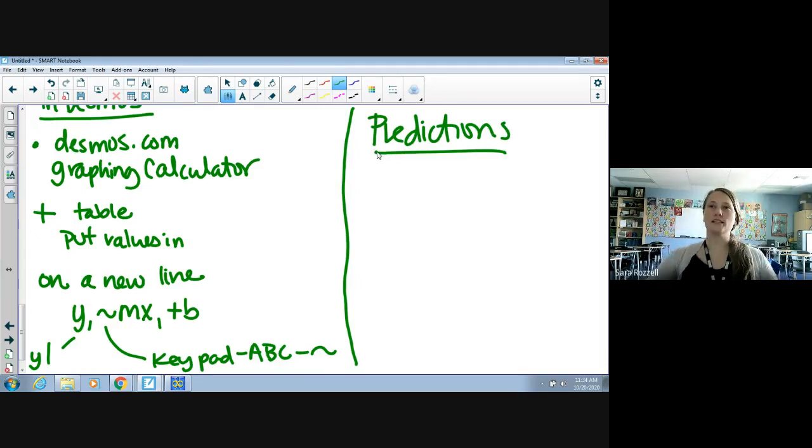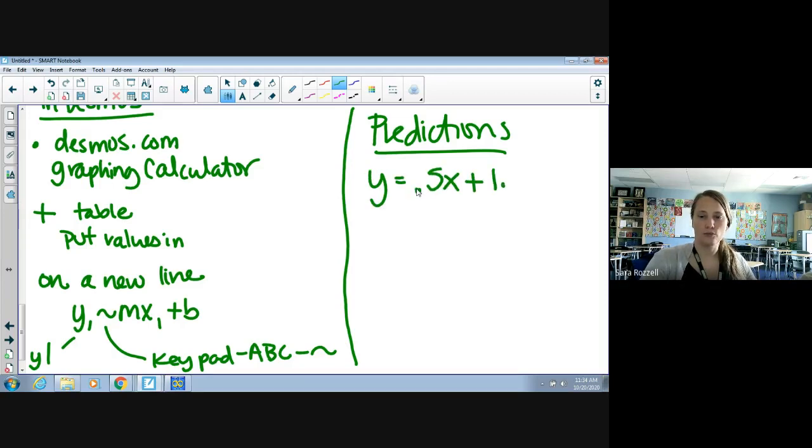Occasionally, you're going to be asked to make some predictions. They will say, make a model, and these equations that we make are the models. And then they want us to predict for certain values. So we're going to use the model that we just had, which was y equals 0.5x plus 1.5. And we're going to do 2 prediction problems.